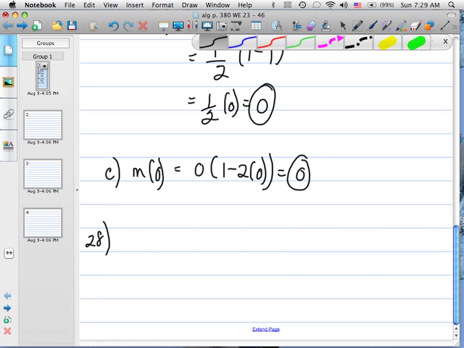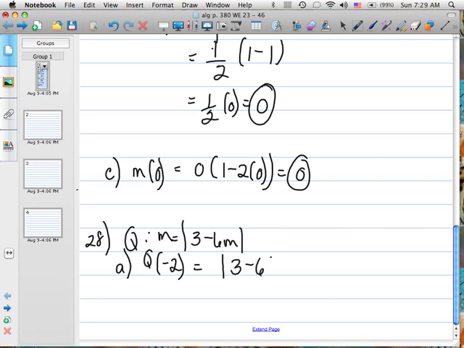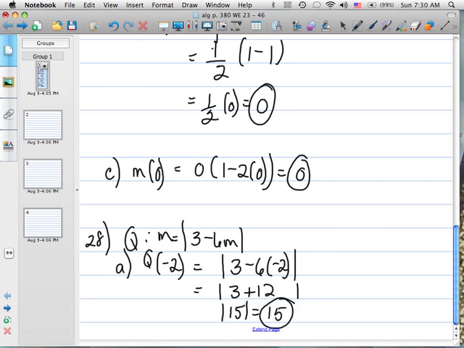Problem number 28. The function is q that pairs m with the absolute value of 3 minus 6 times m. And A, we have q at negative 2. So we have the absolute value of 3 minus 6 times negative 2. So working inside the absolute value symbols, negative 6 times negative 2 is positive 12. So we have the absolute value of 15, which equals 15.